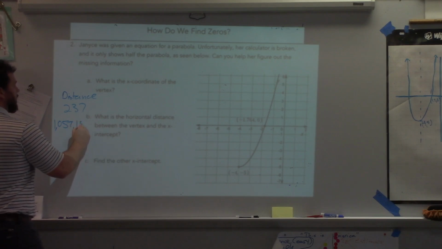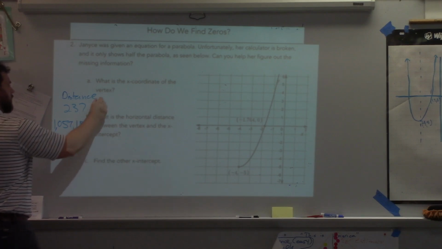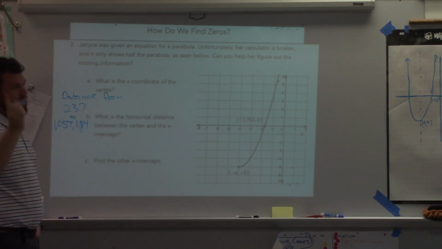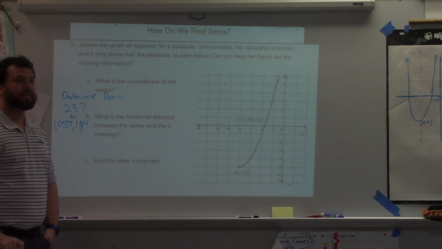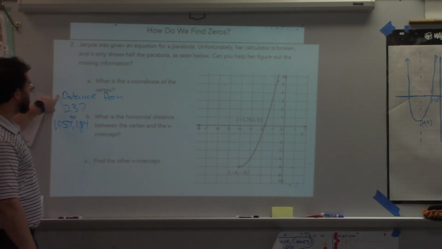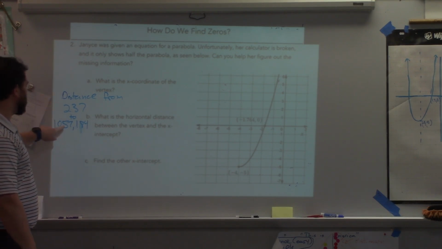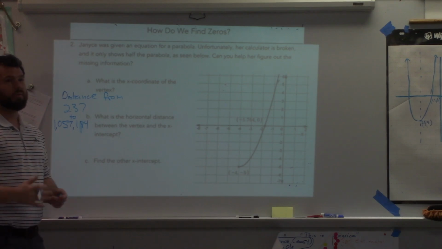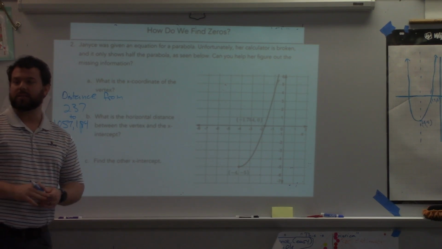1,057,184. Okay, so I need y'all to pay attention to this question that I asked the aces. I asked the aces, how would you find the distance from 237 to 1,057,184? I'm going to have them answer in a second, but I want to see what y'all think. How would I find that distance?